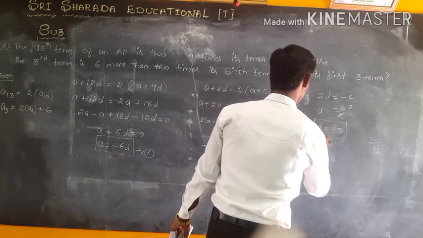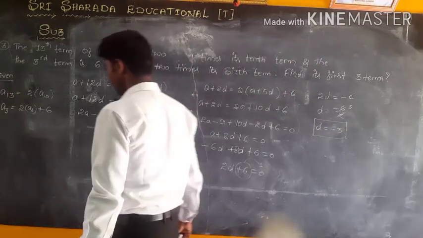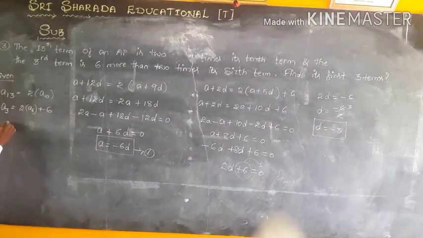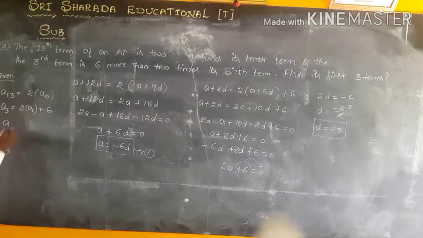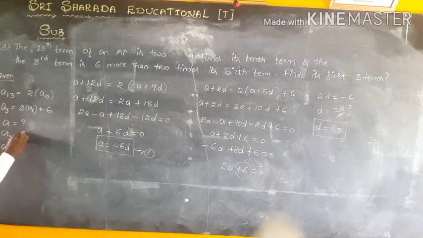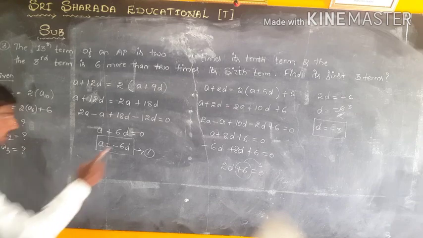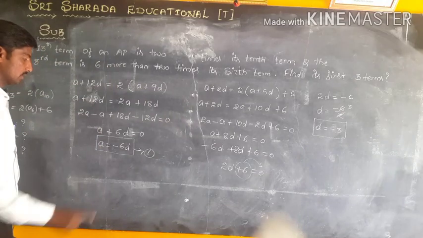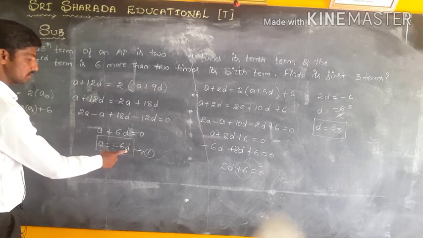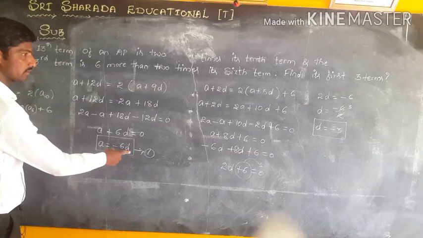Common difference we got here. What do you need to find? A1, A2, A3. A1 is question mark, A2 is question mark, A3 is question mark. To find A2, A3, we need to find the first term and common difference of that sequence. The common difference only we know right now. To find the A value, just substitute the D value in equation number 1.